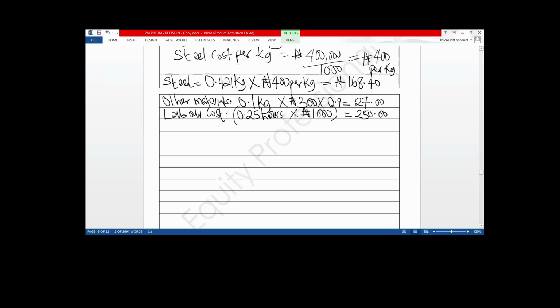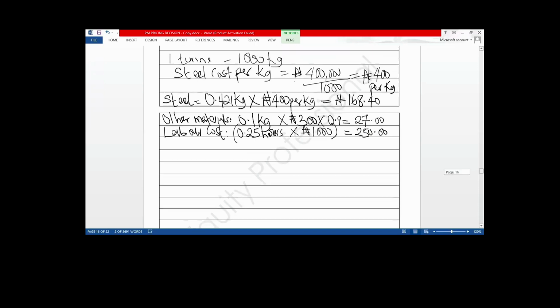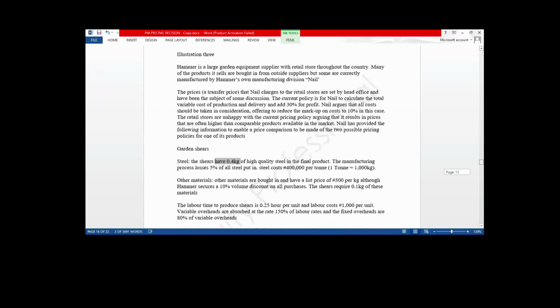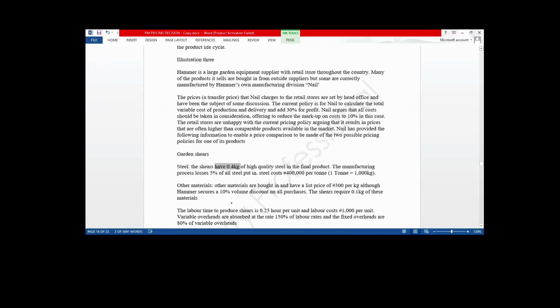We go again. We have picked labor cost. In the question, we have variable overheads absorbed at the rate of 150% of labor rate. Let's go to this. 150% of labor rates.